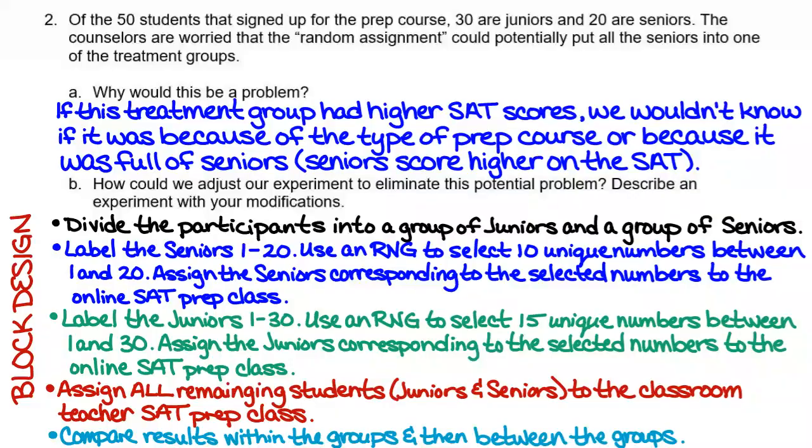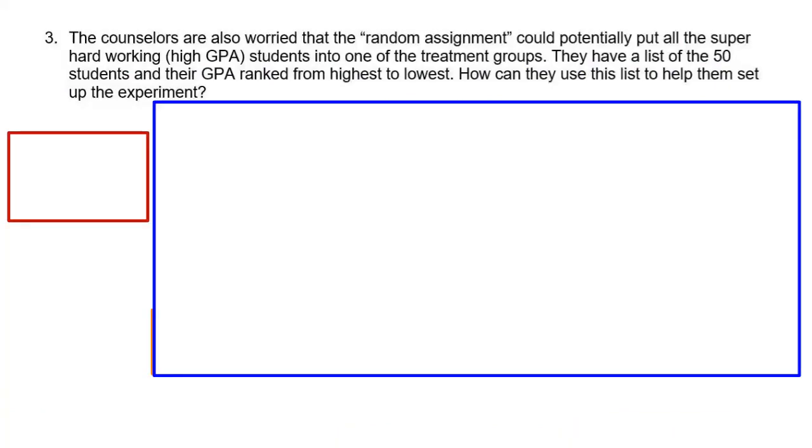Probably our 4.0. If they both took an SAT prep class, let's say our 4.0 took the online prep class and the 1.5 took the in-person prep class, are you going to be able to make a determination about whether it's the prep class or not? Not really. So let's look at another possible way of dealing with this problem.